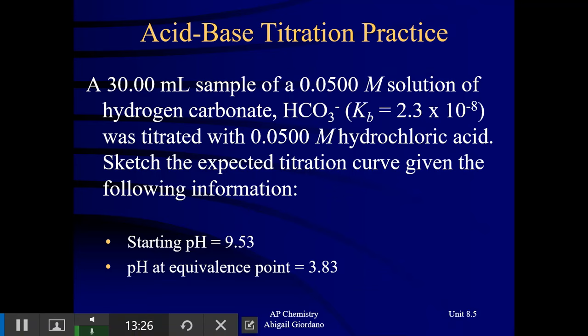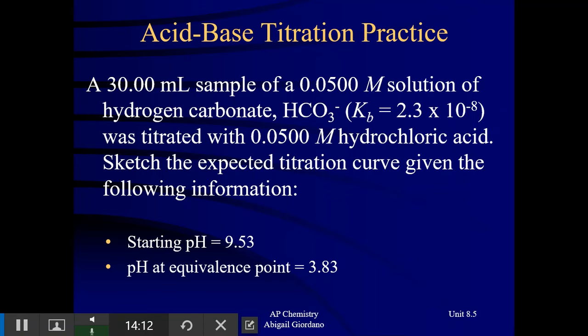It says a 30 milliliter sample of 0.05 molar solution of hydrogen carbonate, and then we're given a Kb value. Hydrogen carbonate is what we call amphiprotic or amphoteric. It can behave as an acid and a base. In this particular situation, we're going to treat it as a weak base. We're titrating it with 0.05 molar hydrochloric acid. Sketch the expected titration curve given the following information. We are given the starting pH, and we're given the pH at equivalence.